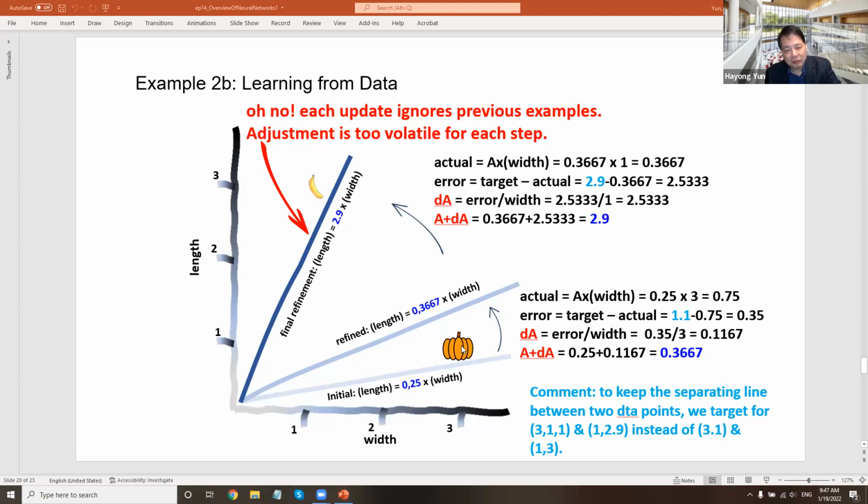But where we want to be, the data point here is 1, but given that we want the data point to be classified when it's below the line, we push it slightly above. So instead of 1, we put 1.1. So the error, target minus actual, 1.1 minus 0.75, is 0.35. And then the change in the slope is the error divided by the width, 0.35 divided by 3, which is 0.11. So A plus dA is 0.3667. So we got this line. Seems to be okay. How about we try the next data point?